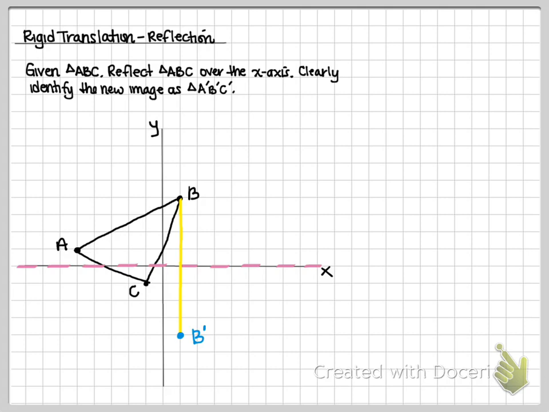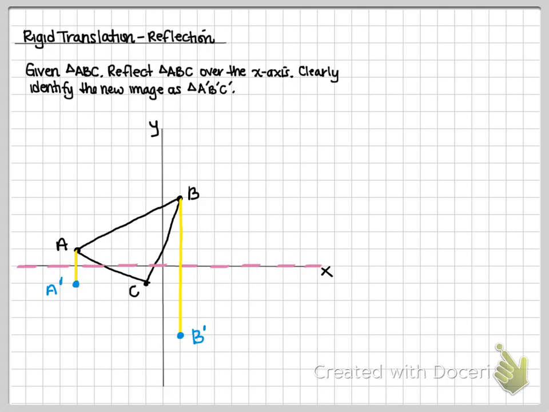I'm going to go through and do the exact same process with the other points as well. So from point A, I see 1 to the x-axis, so I'll go 1 on the other side of the x-axis. Let's go ahead and plot that point. That's now going to be A prime. Last one we need to do is C.